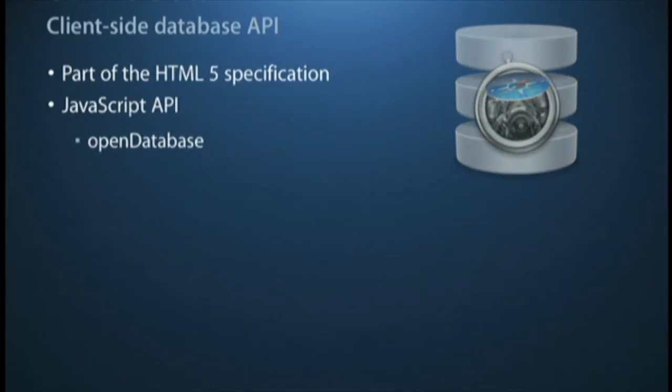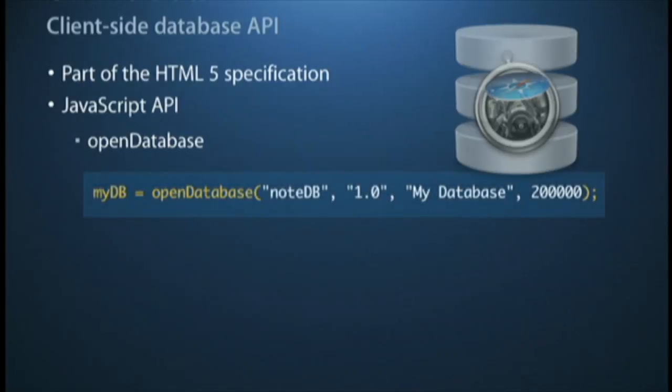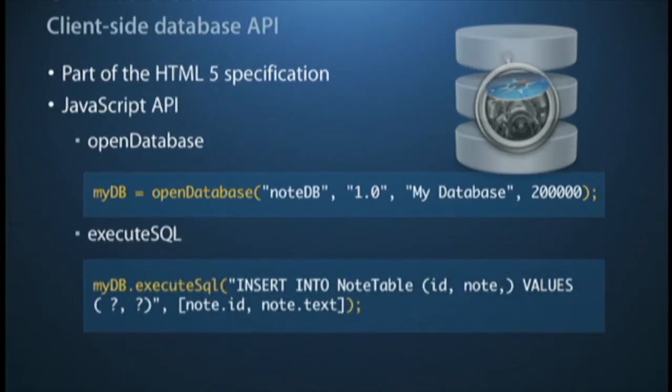openDatabase is one, to open or create your database. This function takes the database name, since a web app can have multiple databases, a version number to support schema changes, a database description, something that's usable and readable by users, and the desired database size. Once you have a database, you can access your data via the executeSql function, which takes a number of parameters, the most important being your SQL statement.